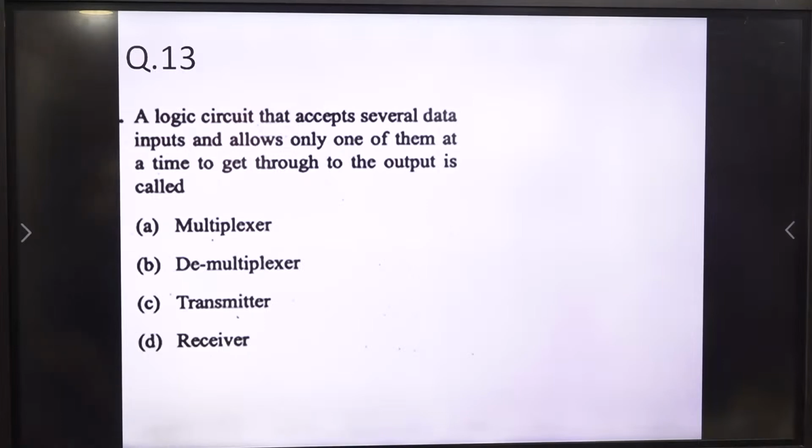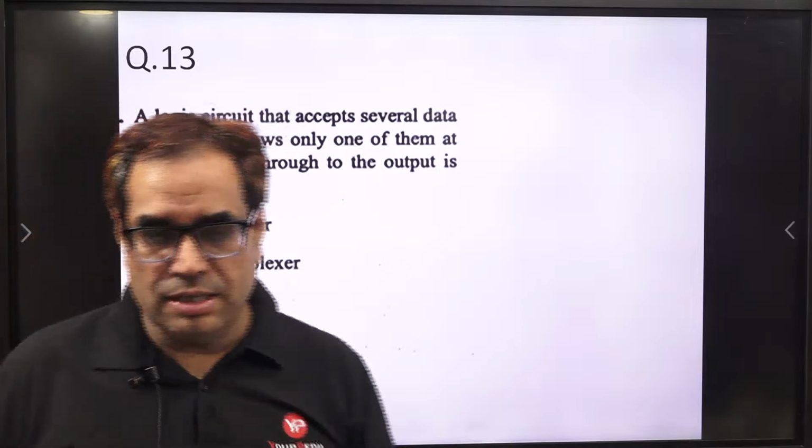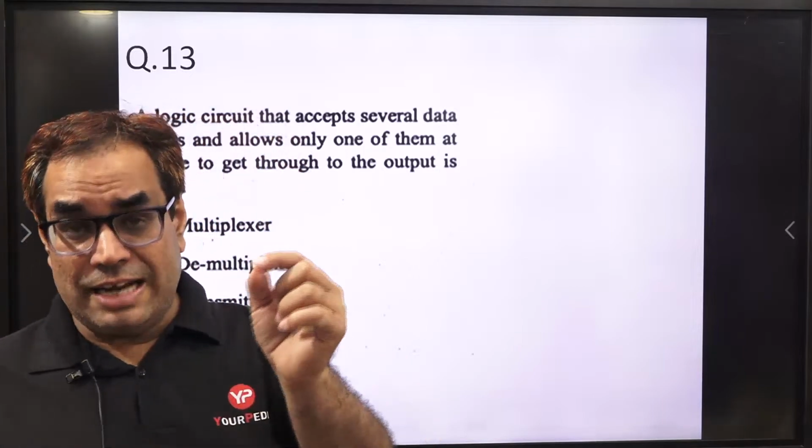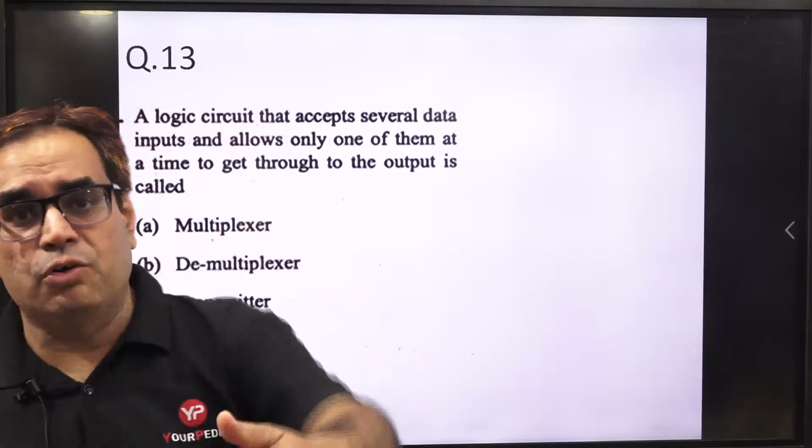A logic circuit that accepts several data inputs and allows only one of them at a time to get through to the output is called what? Which circuit is this the definition of? Several data inputs and only one output. So obviously a multiplexer does this function. You all know a multiplexer has several inputs and selector lines. According to the select line, it selects one of the inputs and transfers the data to the output line.